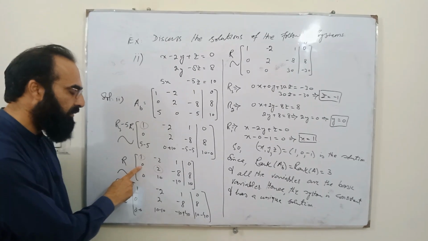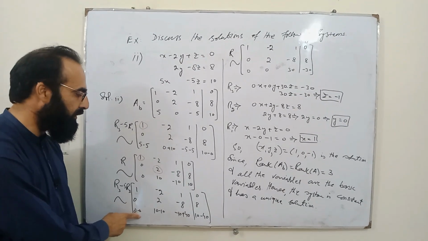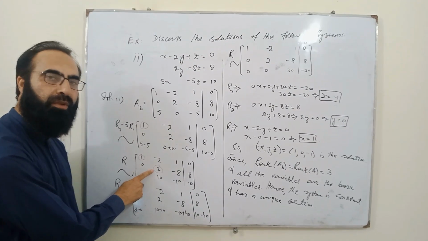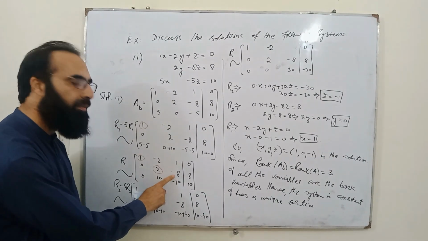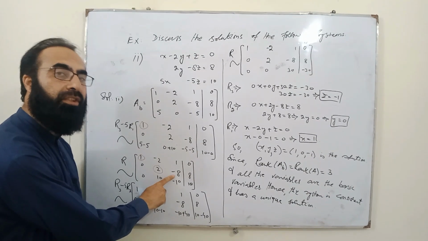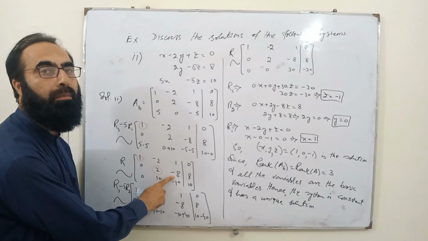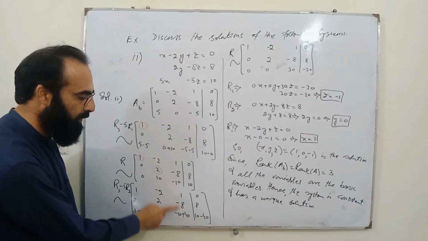Now just subtract 5 times of the second row. So 5 times of 0 gives us 0, and subtract that 0 from 0, we will get 0 minus 0. 5 times of this 2 gives us 10, and subtract 10 from 10, we will get 10 minus 10. 5 times of this minus 8 gives us minus 40, and due to subtraction we will get 8 plus 40, and add that 40 with this minus 10, we will get minus 10 plus 40.